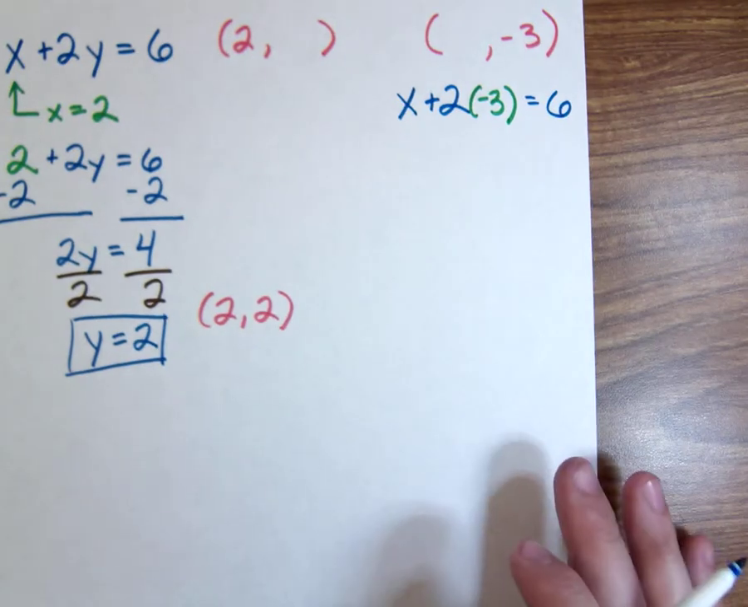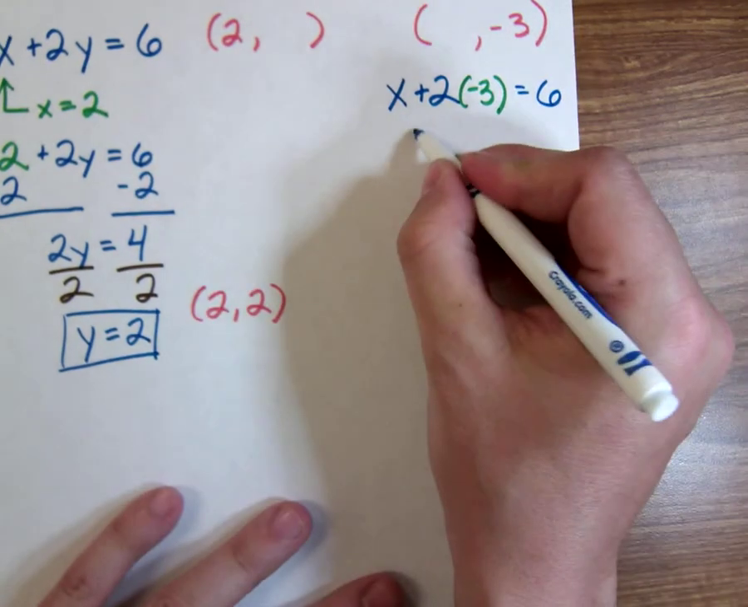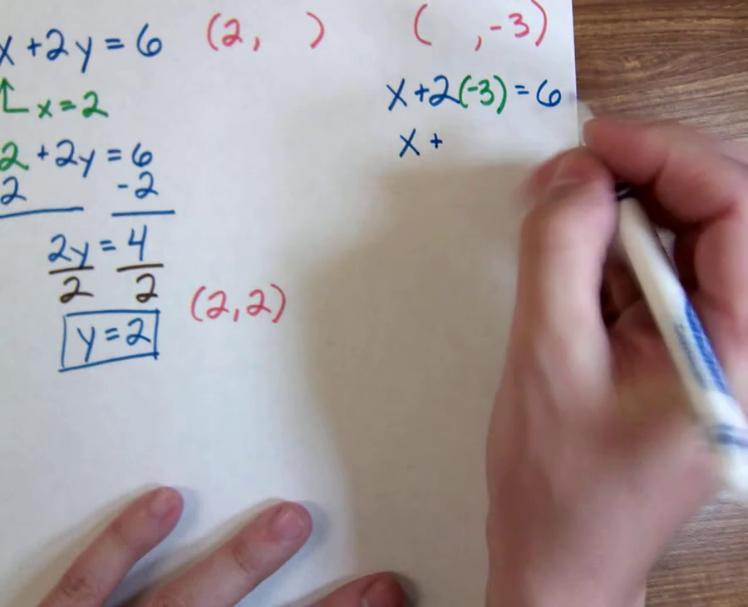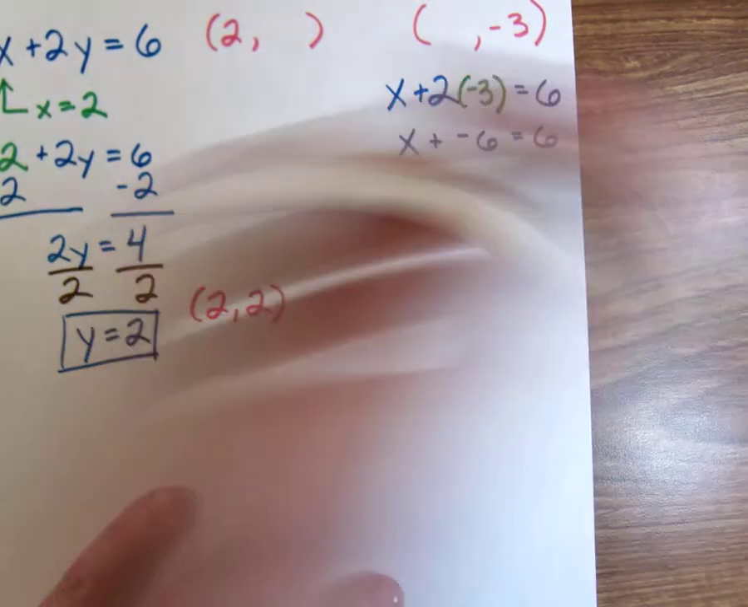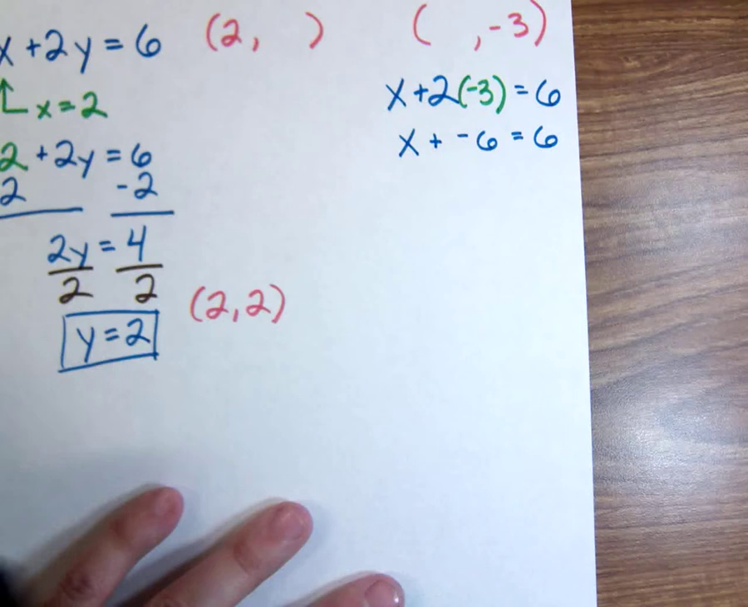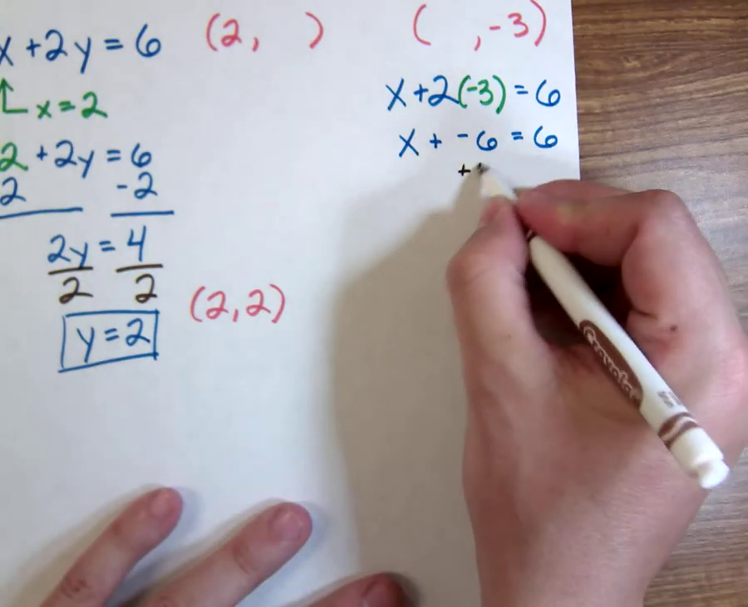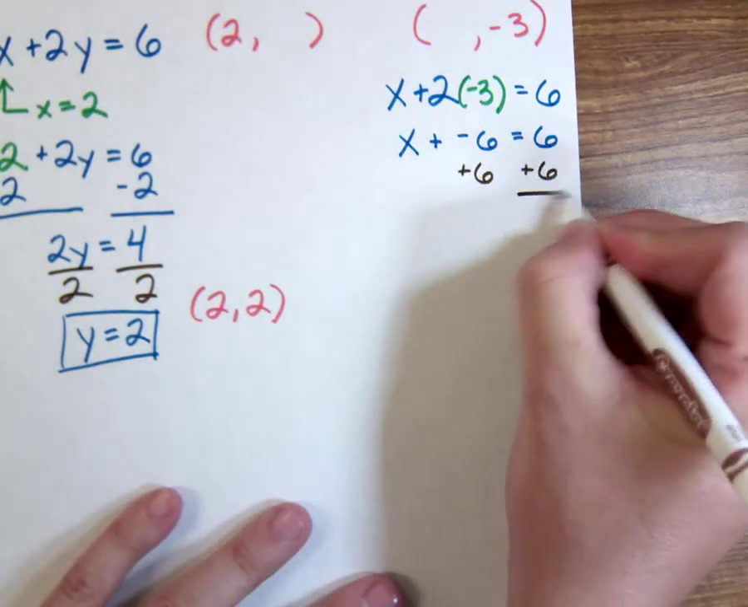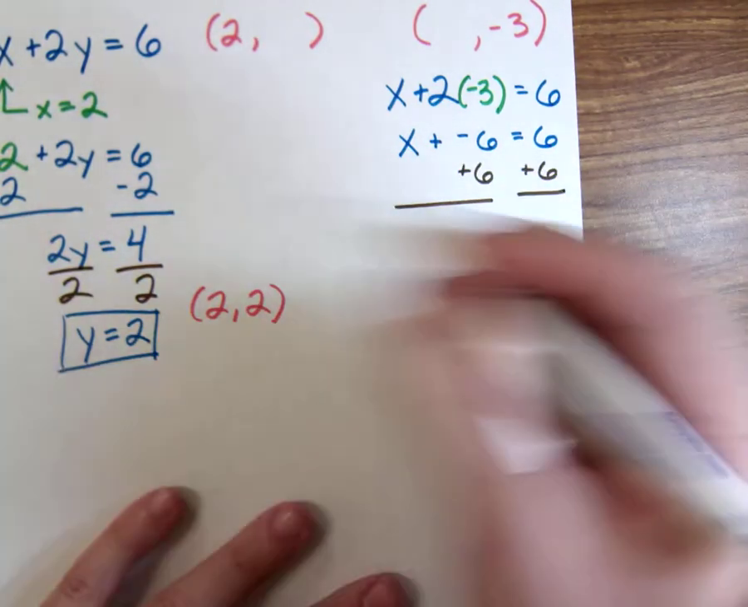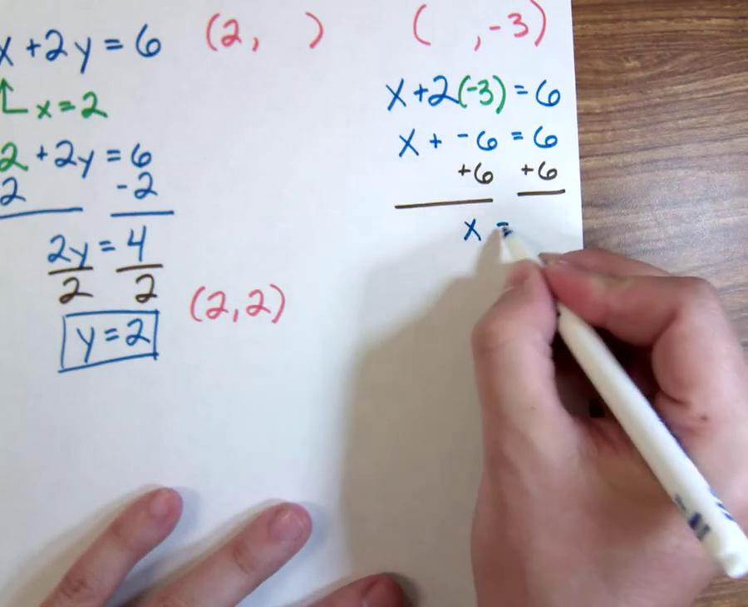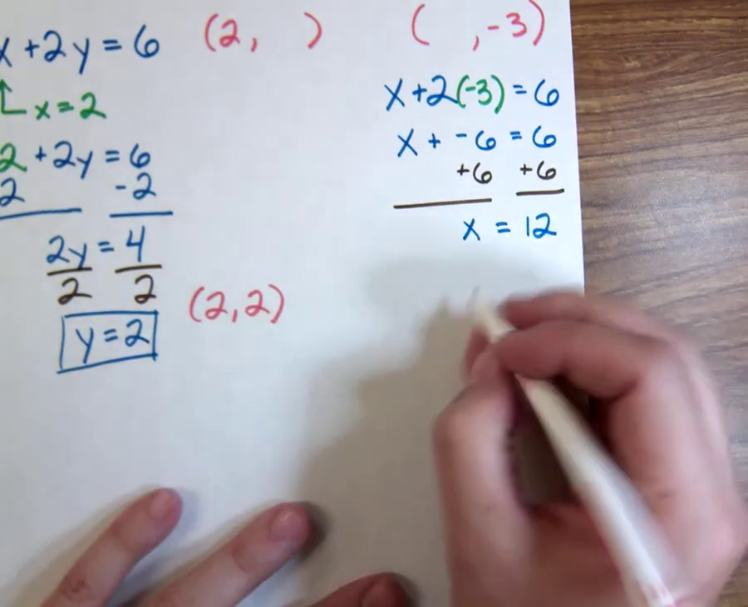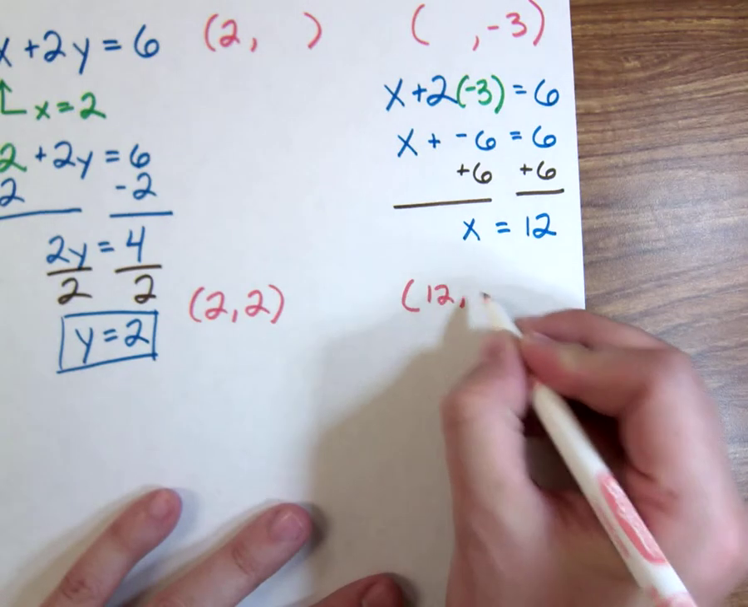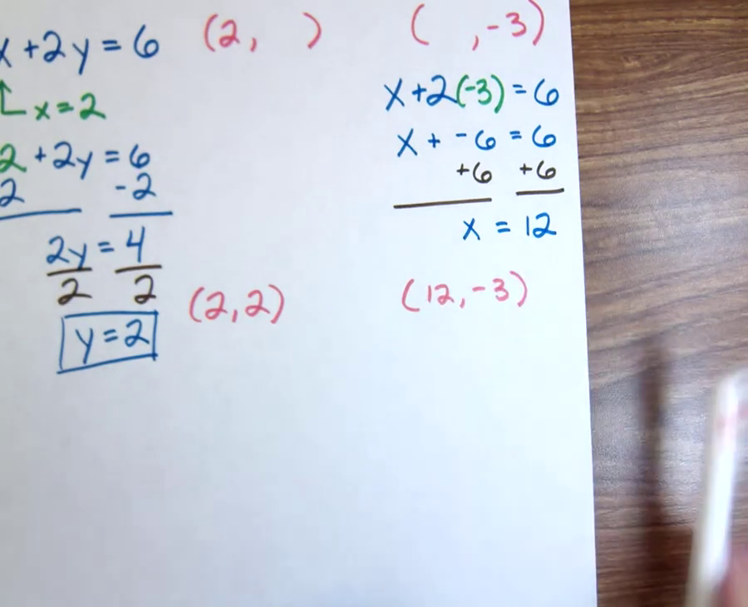Do a little bit of arithmetic there. 2 times negative 3 is negative 6. So x plus negative 6 equals 6. Add 6 on both sides. And I get x equals 12. So that means the other point is 12, negative 3.